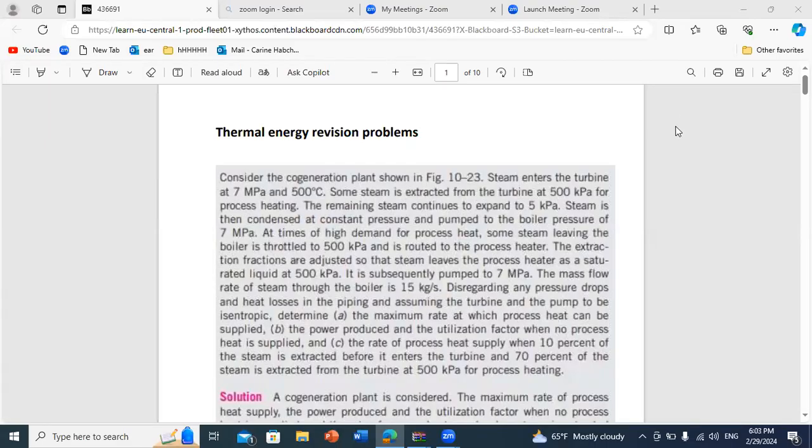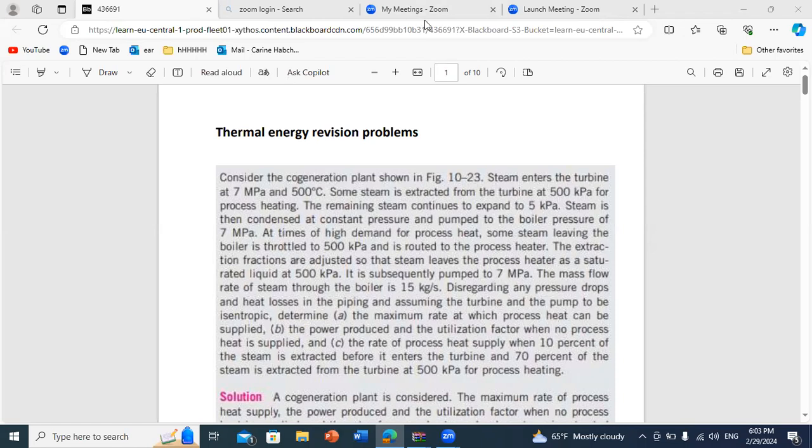Okay, so today we'll do a revision on revision problems on chapter 3. We discussed in chapter 3 several strategies to enhance the performance of thermal power plants, and one of the techniques is cogeneration. We'll see together that cogeneration will allow us to enhance a lot the efficiency of our system, as this example will show.